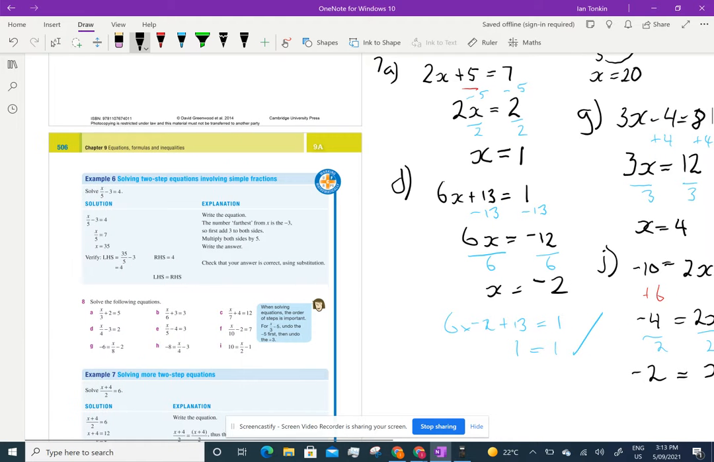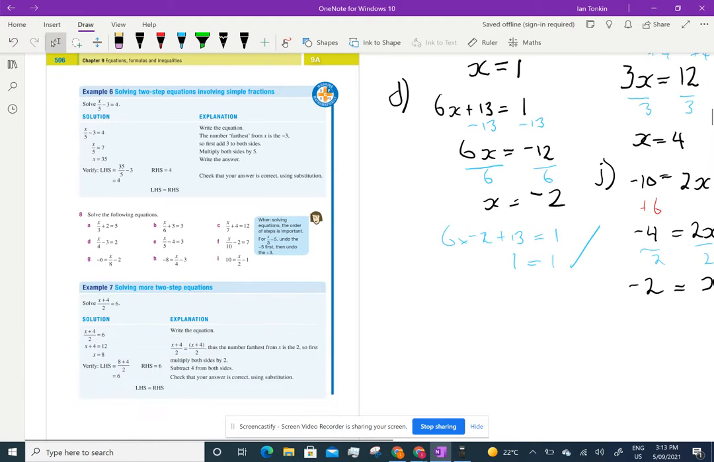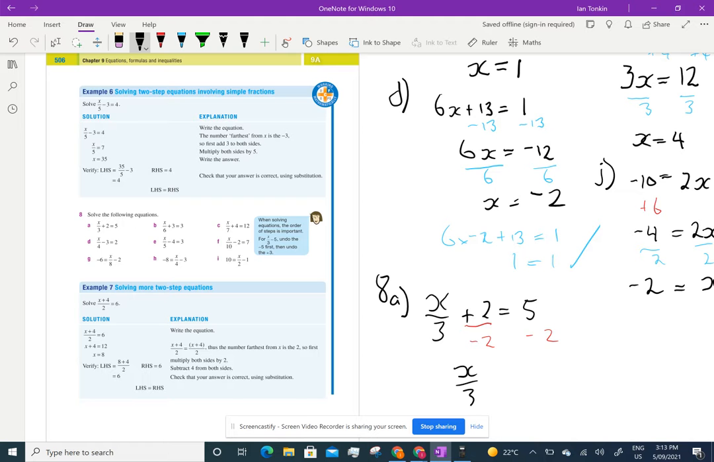Right. Down to question 8. 8a. X on 3 plus 2 equals 5. Well, what am I going to do first? Again, look to the thing that is furthest away. All right, if you're in doubt, always go to the thing that's furthest away. Well, that 2. Let's subtract the 2. That gets rid of it. And I'm just left with x on 3. And 5 minus 2 is 3.